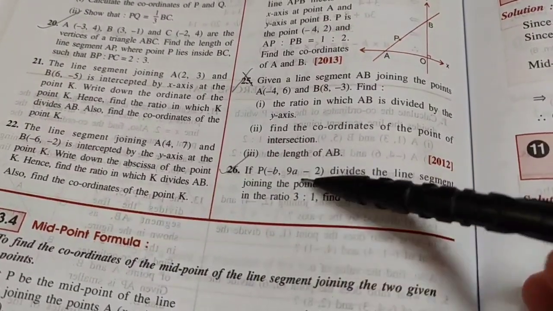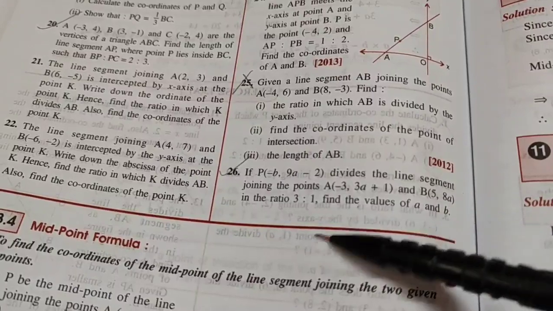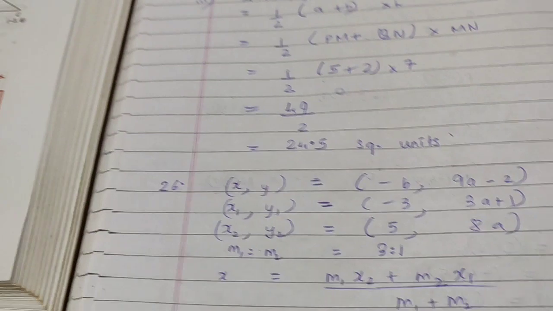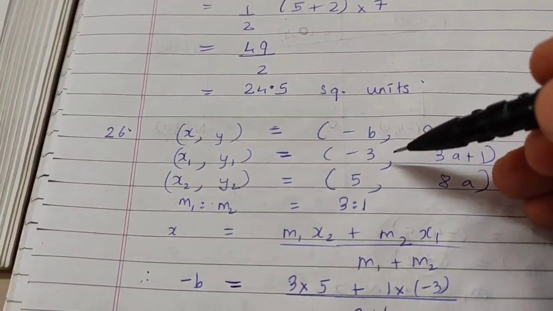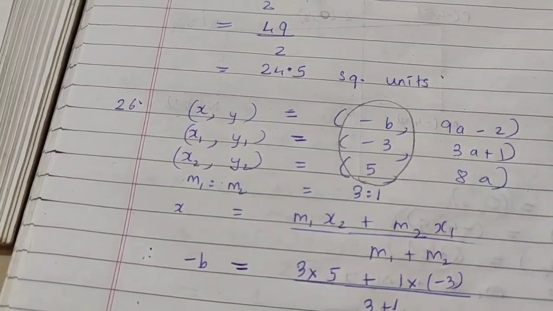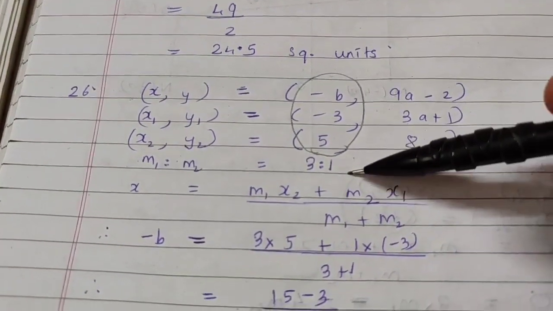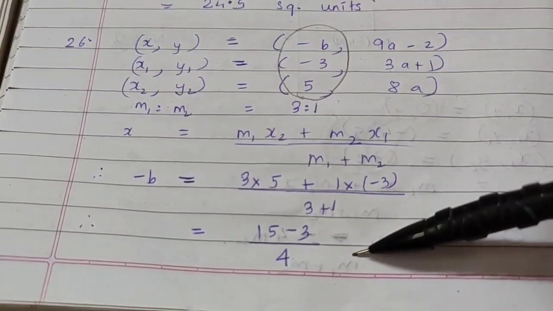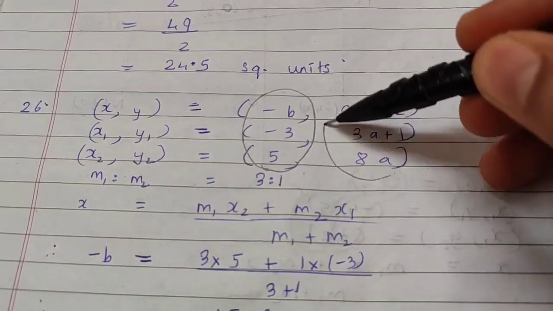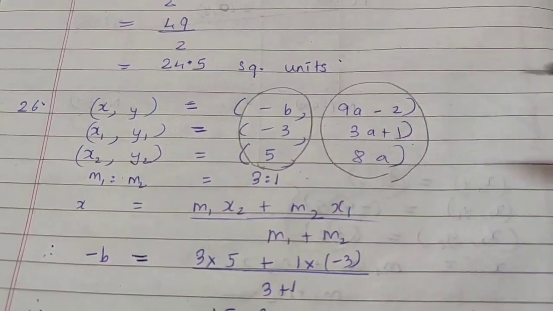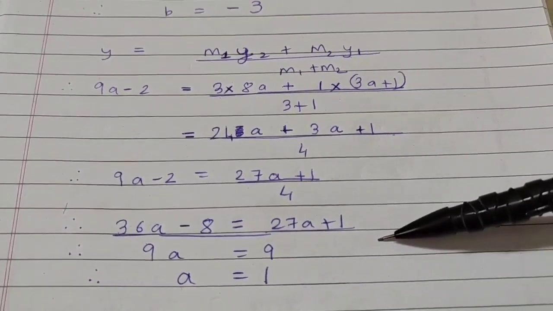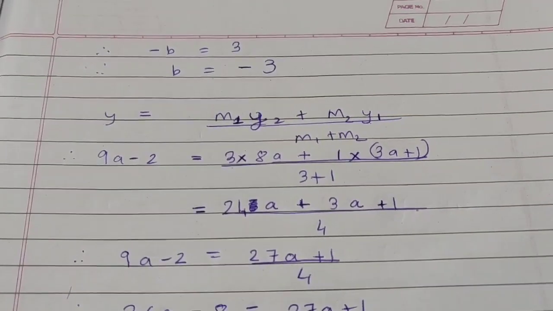And now finally the 26th sum is very easy. The coordinates of P are given, A are given and B are given. Ratio is also given. We have to find the values of A and B. So we'll start with the x coordinate. I have these values given for the x coordinate. So using that and the ratio, I form an equation, I cross multiply and get the value of B. Next, using the y coordinate formula, I substitute these values and the ratio, and I'm able to solve it, get the like terms together and get the value of A as 1. Hence, the sum is over.